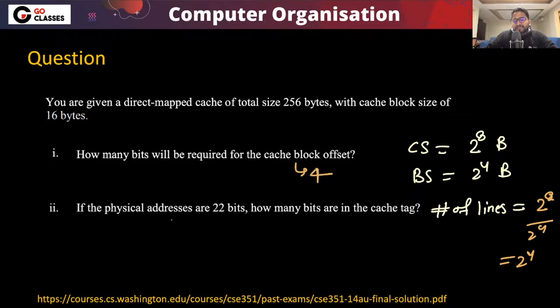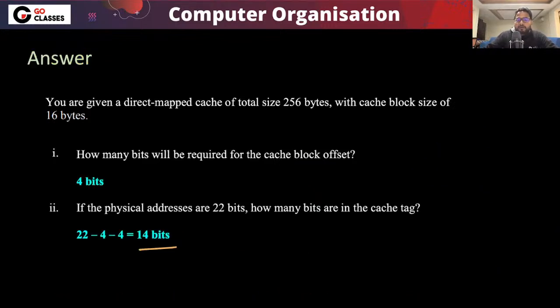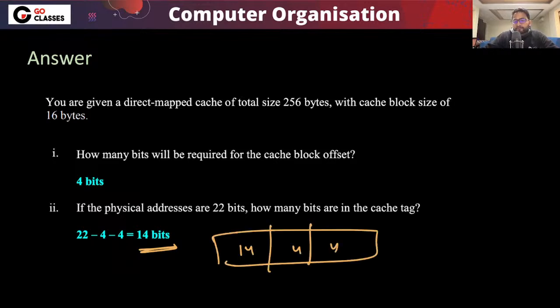If the physical address is 22 bits in total, from here 4 is taken for this. The number of lines is 2 power 4, so 4 is taken for the number of lines. This is 8. How many bits are required for the tag? The first one is tag, or the last one is tag. So how many bits? 22 minus 8, which is 14, right? So 14, then 4, and then 4 is the correct answer. I mean, this is the address split.